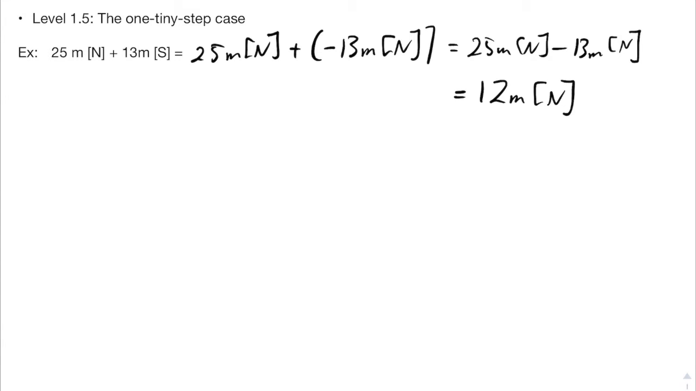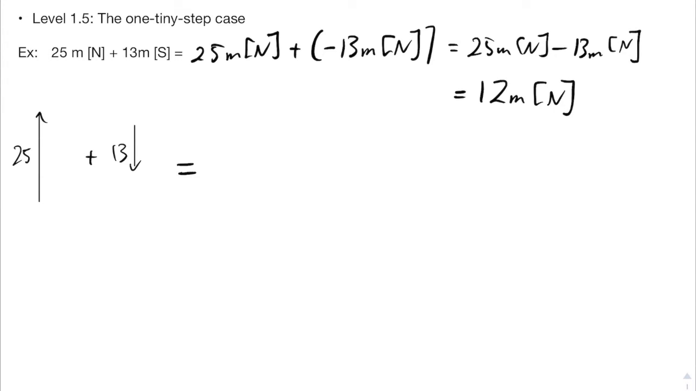Here, as before, we can draw a vector diagram. Vector diagrams do not care about the direction of your vector, so we do not have to change 13 meters south into 13 north. We can simply rewrite this as 25 meters north plus 13 meters south and add the two vectors together.